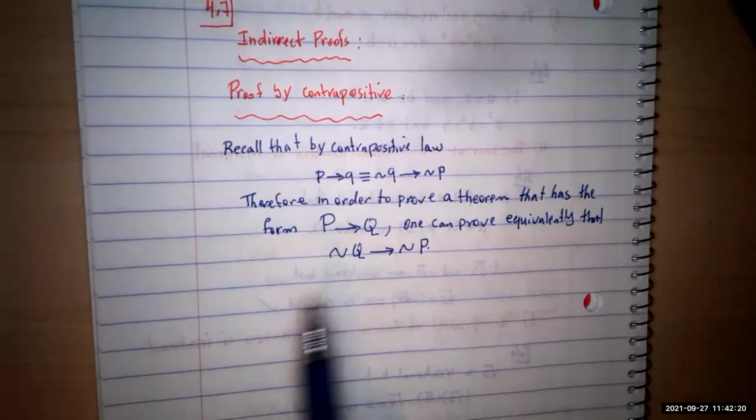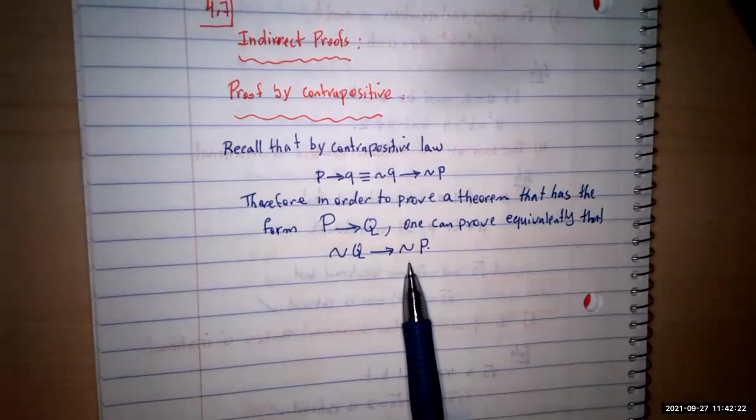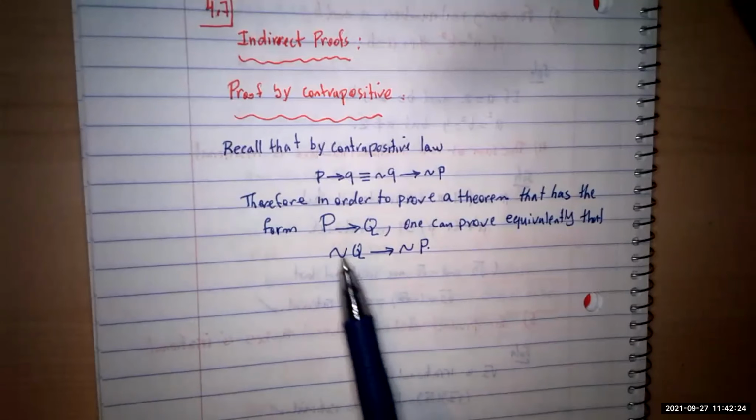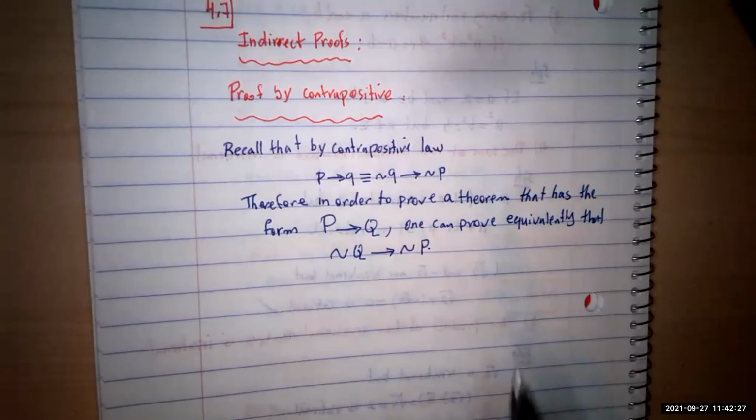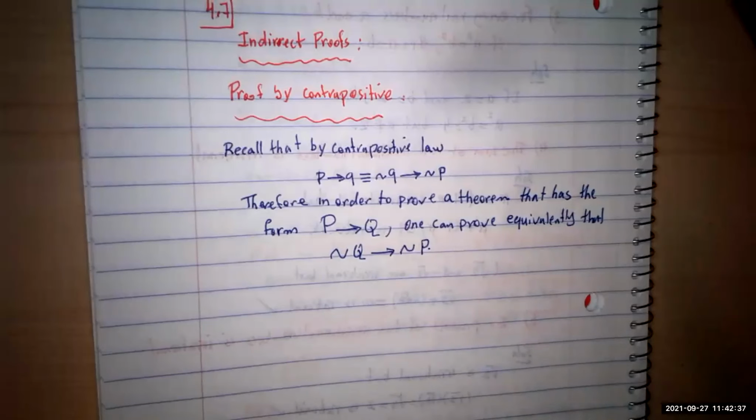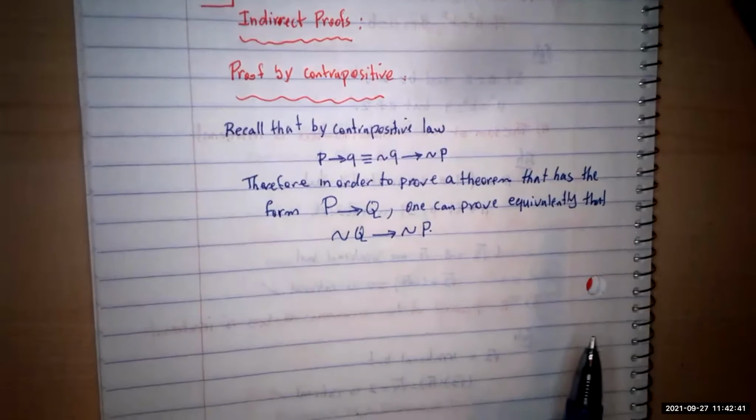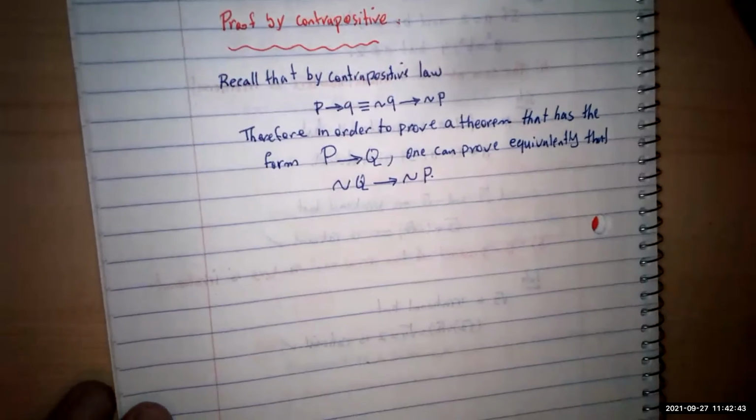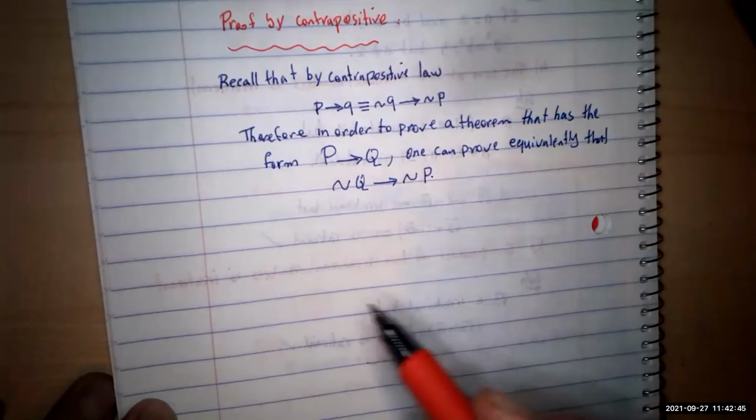The statement would be given to you. Your job is to carefully change it to this format first. That's a very important part. There are some quantifiers that you have to nicely negate. So you change it into this format, and then you prove this one directly, as we did for the direct proof. So this method is called the method of contrapositive. Any questions?